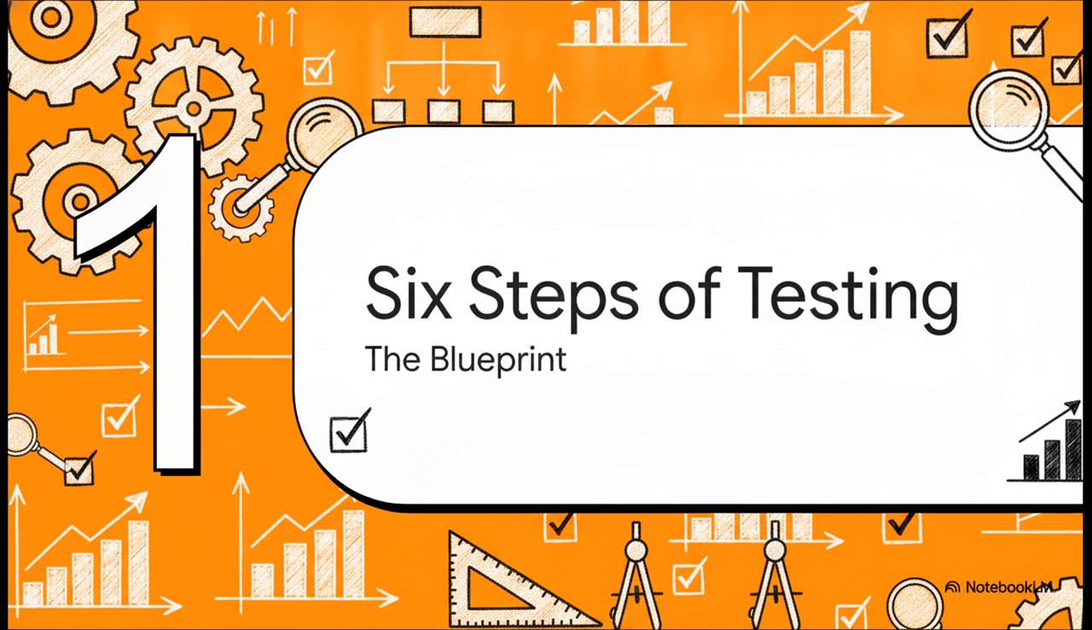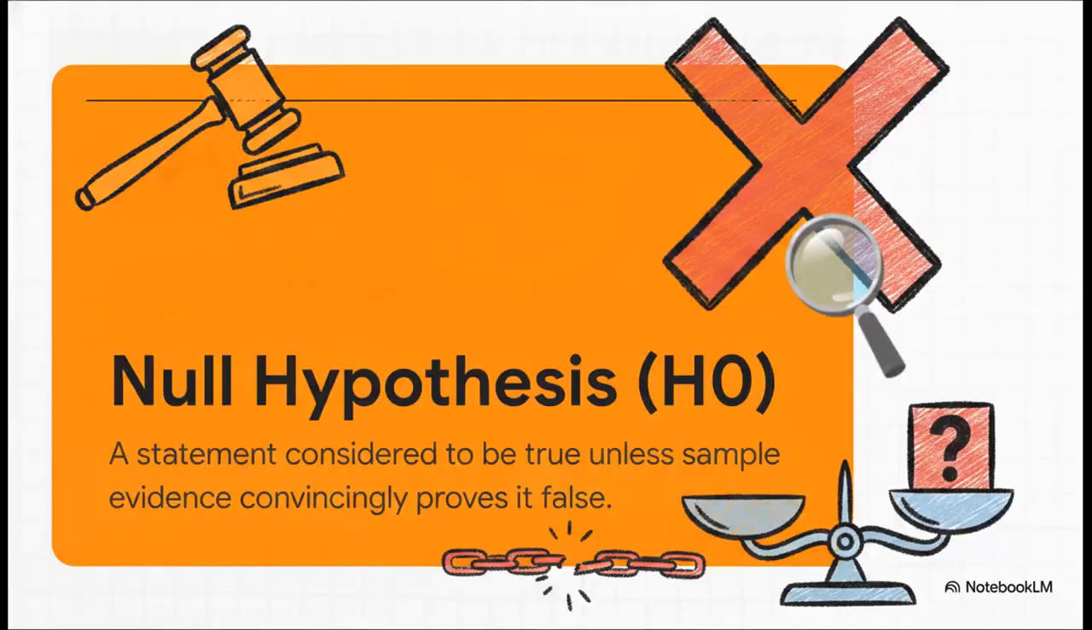Think of this as our foundational blueprint. Now, to make these judgments effectively, we can't just wing it. We need a rigorous, completely repeatable procedure. And it all kicks off with our hypotheses. We always state 2 of them. First up is the null hypothesis. We call that H0. And then the alternative hypothesis, or HA.